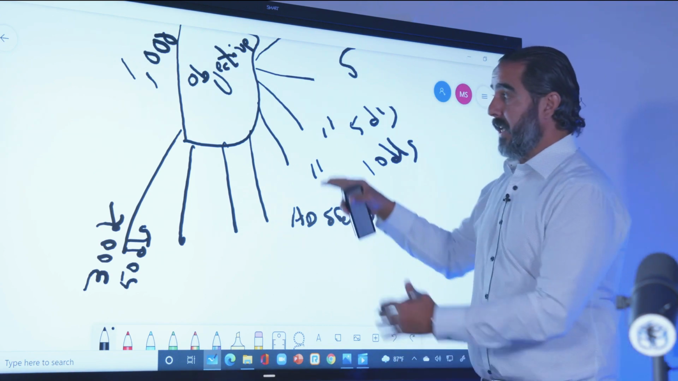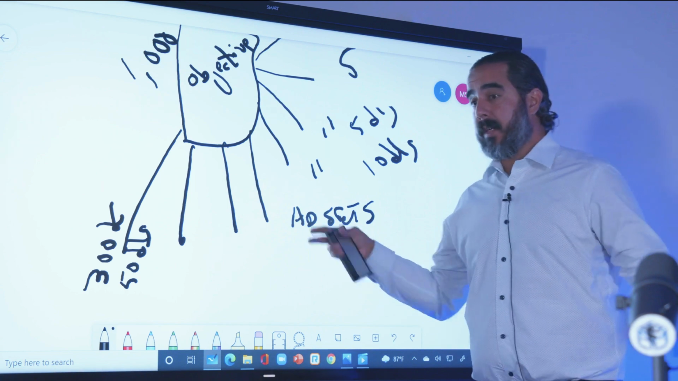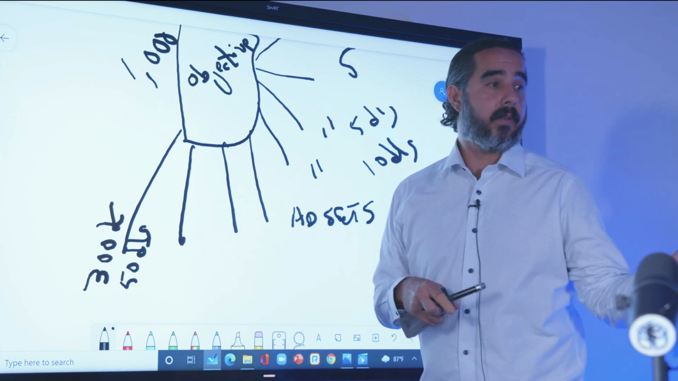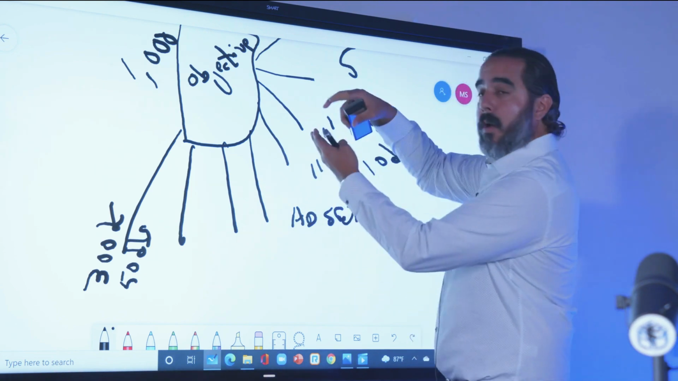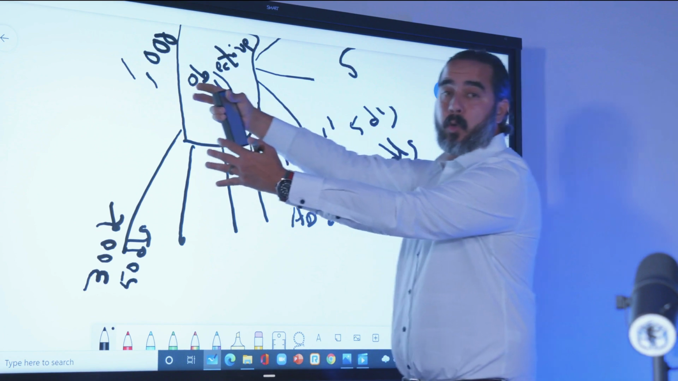Why? Because you can keep on adding ad sets, audiences. Pretty much, it's a long haul. I believe that the limit is 75. Am I right? Yeah. So you can keep on adding up to 75 audiences in this structure over here.